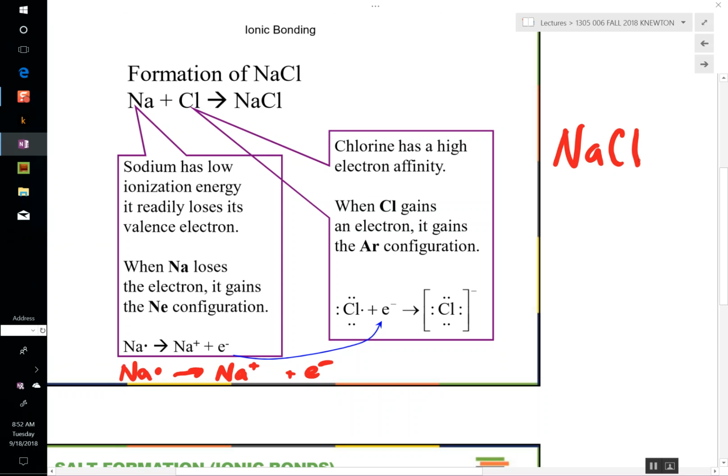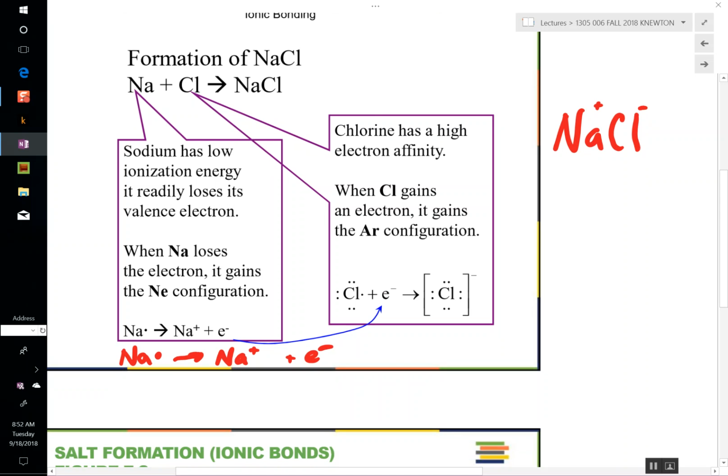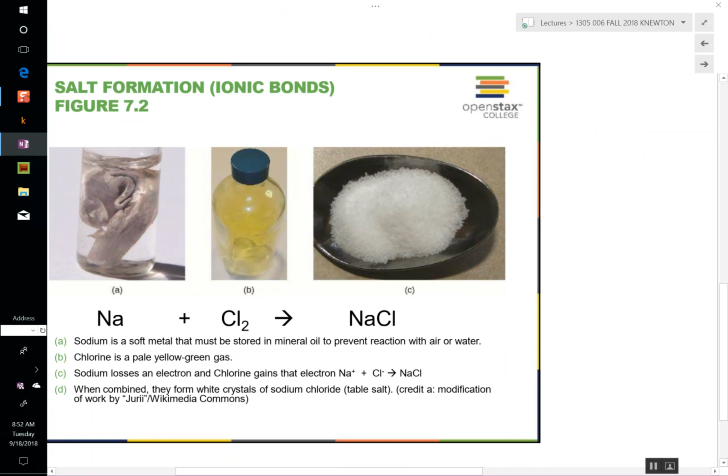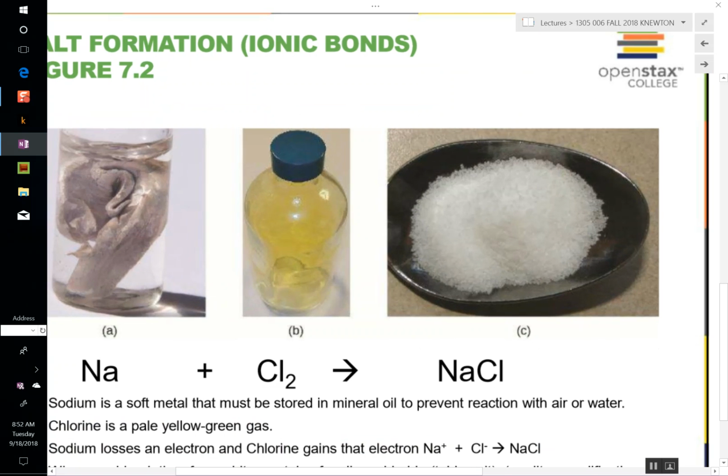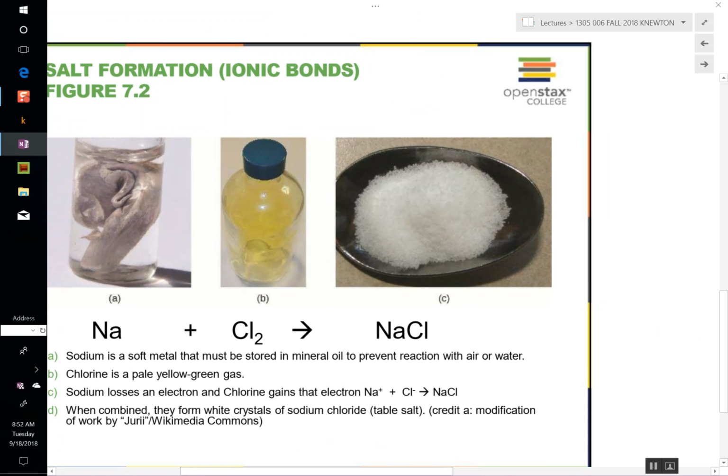And what we understood in there is this has got a positive charge, this has got a negative charge. Chlorine doesn't exist all by itself as an individual atom floating around like helium would or neon. It is a diatomic element, Cl2. So there's the sodium metal, just like what you saw on the slide. And it's under oil. There's chlorine. It's a yellow gas, poisonous.